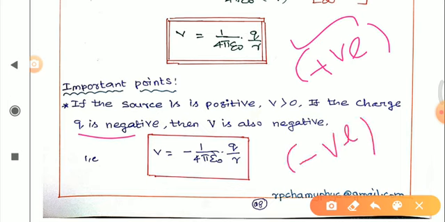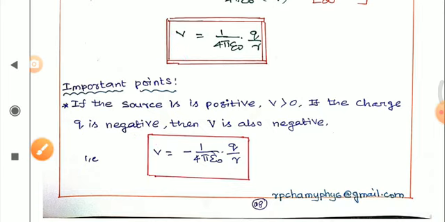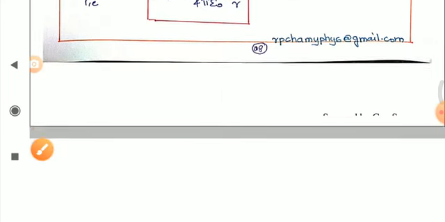But in calculation, if they are asking in a problem, you need not worry about whether it is a positive or negative charge. But in a theoretical question, if they are asking for positive charge, what is the potential, it should be given as v is equal to 1 by 4 pi epsilon naught q by r. For negative charge, it should be given as v is equal to minus 1 by 4 pi epsilon naught q by r. Okay, this is the first important point.